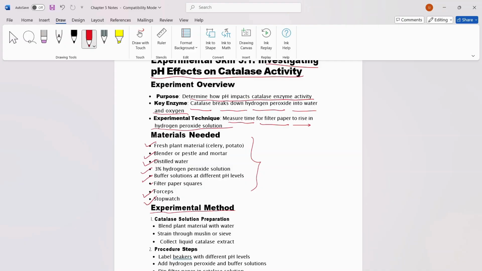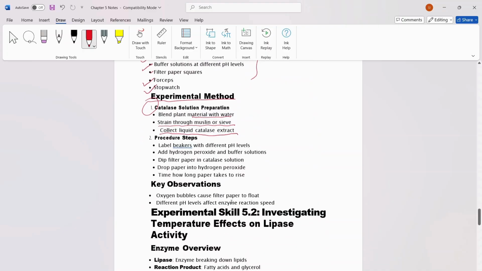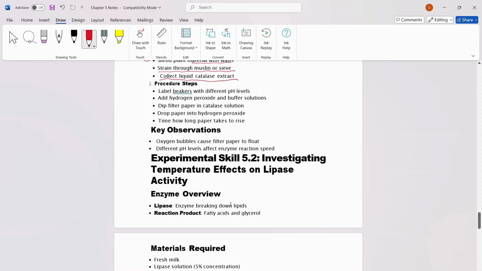Experimental method. Number 1, catalase solution preparation. Blend plant material with water, strain through muslin or sieve, collect liquid catalase extract. Next, procedural steps: label beakers with different pH levels, add hydrogen peroxide and buffer solution, dip filter paper in catalase solution, drop paper into hydrogen peroxide. Then time how long the paper takes to rise.